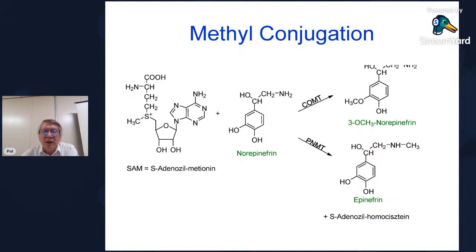or the nitrogen atom of norepinephrine by the nitrogen methyltransferase, converting norepinephrine to epinephrine and methylating the primary amino group of norepinephrine to a secondary amino derivative.